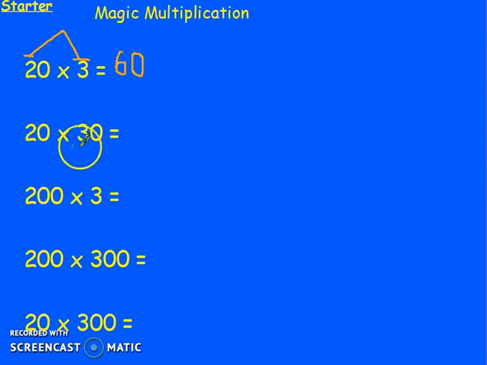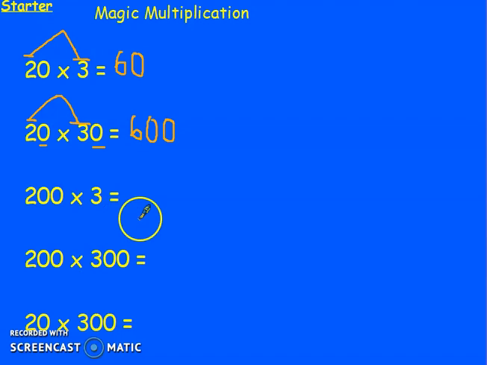What about if both numbers are 10 times bigger? Well, just the same as before. We know that 2 times 3 equals 6. But this time, it's got 20 times by 30. We've got those 2 zeros that we need to add to the answer. So the 6 moves 2 places to the left and becomes 600. 20 times 30 equals 600.